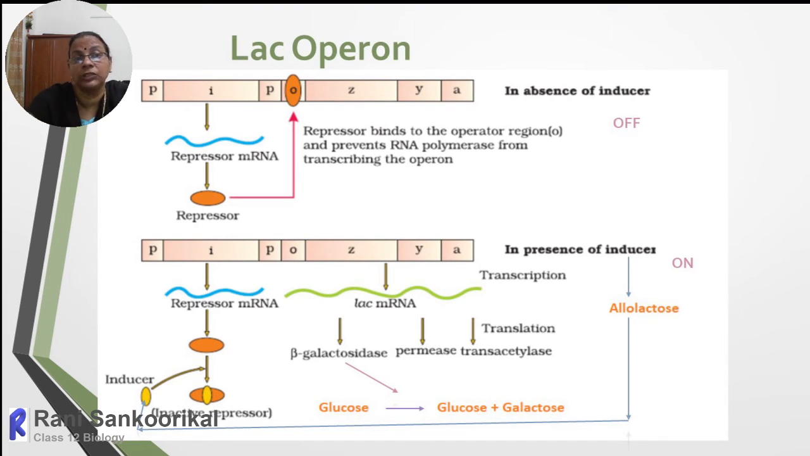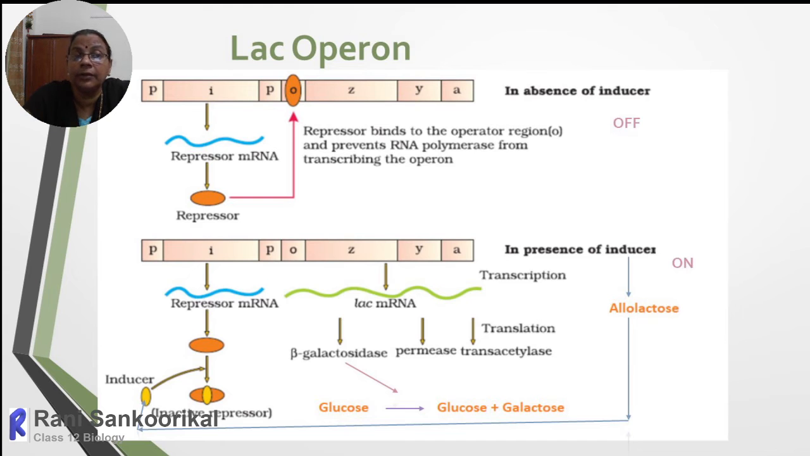And this beta galactosidase will help in splitting or breaking lactose into glucose and galactose. And permease, because more and more lactose should enter into the cytoplasm from the medium, the permeability will be increased so that more and more lactose can enter, and as a result, glucose will be produced by the breaking of lactose. And the bacteria can survive with the lactose.